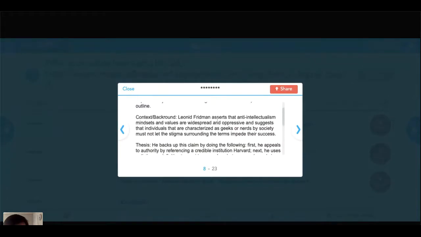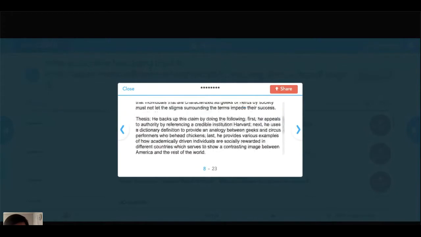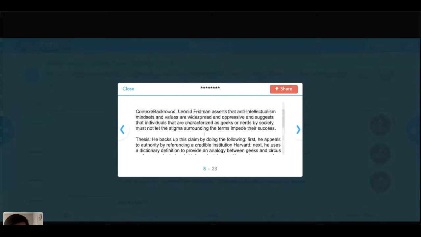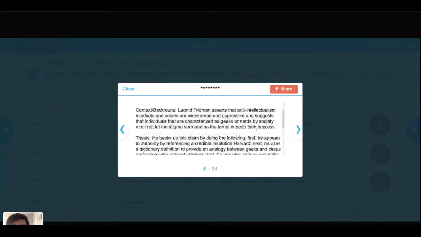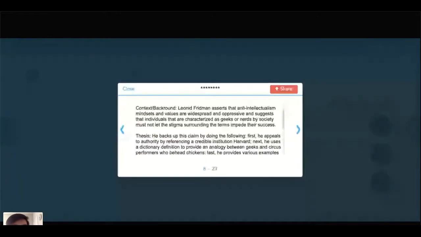Okay. He backs up this claim by doing the following. First, he appeals to authority. Second, okay, this is like a two-sentence thesis. It's good stuff. Remember with rhetorical devices, you're not summarizing the argument. You're talking more about the rhetorical devices that contribute to the author's purpose. So I think some of you are kind of edging into the territory of summary. In this instance, remember, we want analysis, not summary. Okay, let's keep going.